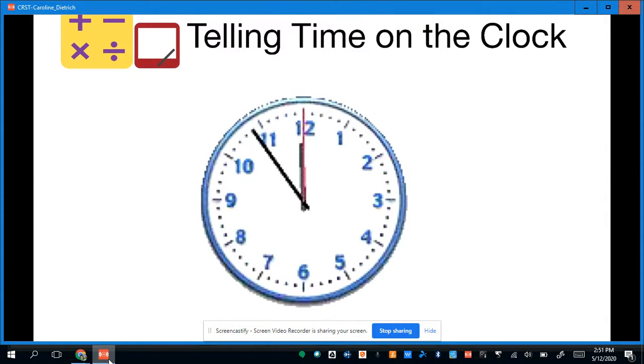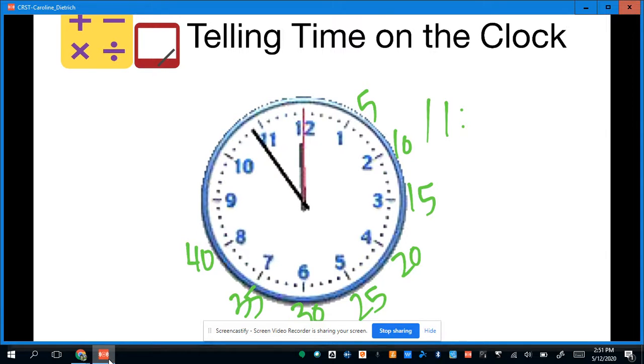On this clock, my little hand is almost to the 12, but it's not quite there, so it's at the 11. And my minute hand is 5, 10, 15, 20, 25, 30, 35, 40, 45, 50, 51, 52, 53, 54. 11:54.